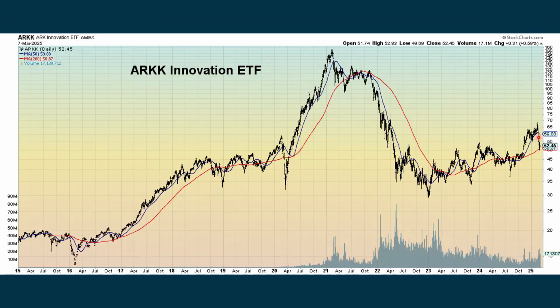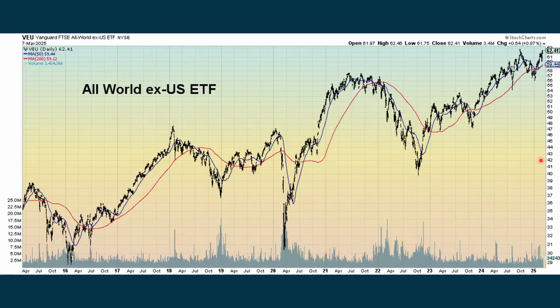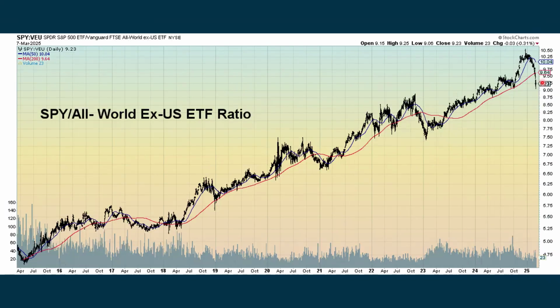ARK came all the way down below its 50-day moving average and is now testing its 200-day moving average. And then we look at world stocks taking out US stocks. They're actually doing better. They're holding up and we're starting to resume an uptrend here. And then we do a ratio. We compare the S&P to the world ETF that we just saw. This is really showing how US stocks are now underperforming.